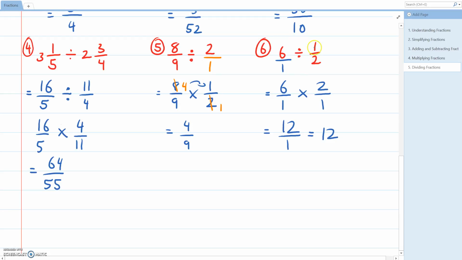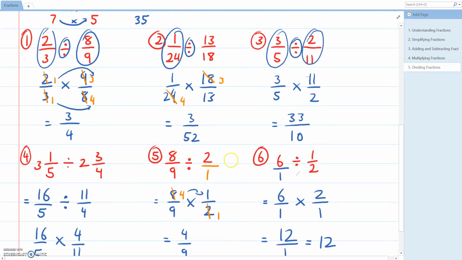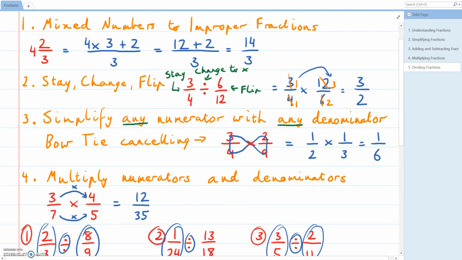When we divide by a half, the number actually gets larger, but the way to think about that is how many halves go into 6, and 12 halves would go into 6. So by dividing by a fraction, we actually end up with a larger number, which can be a little bit weird. So again, if you got a bit lost there, go back to the multiplication video, but use that stay, change, flip rule, and then just cancel like we did, and multiply, and Bob's your uncle.